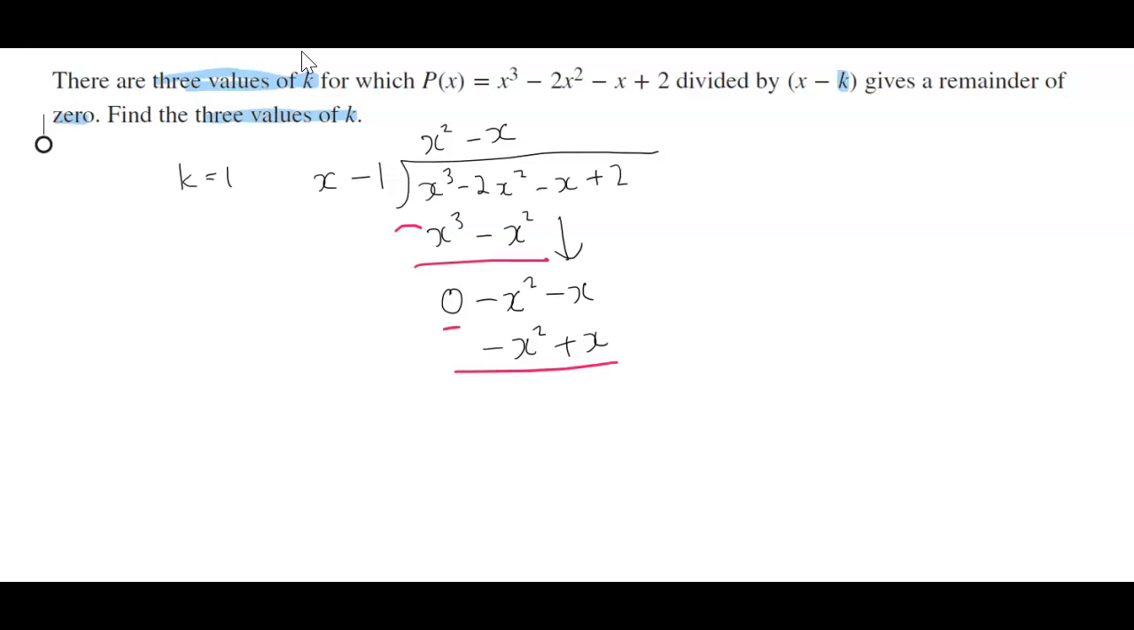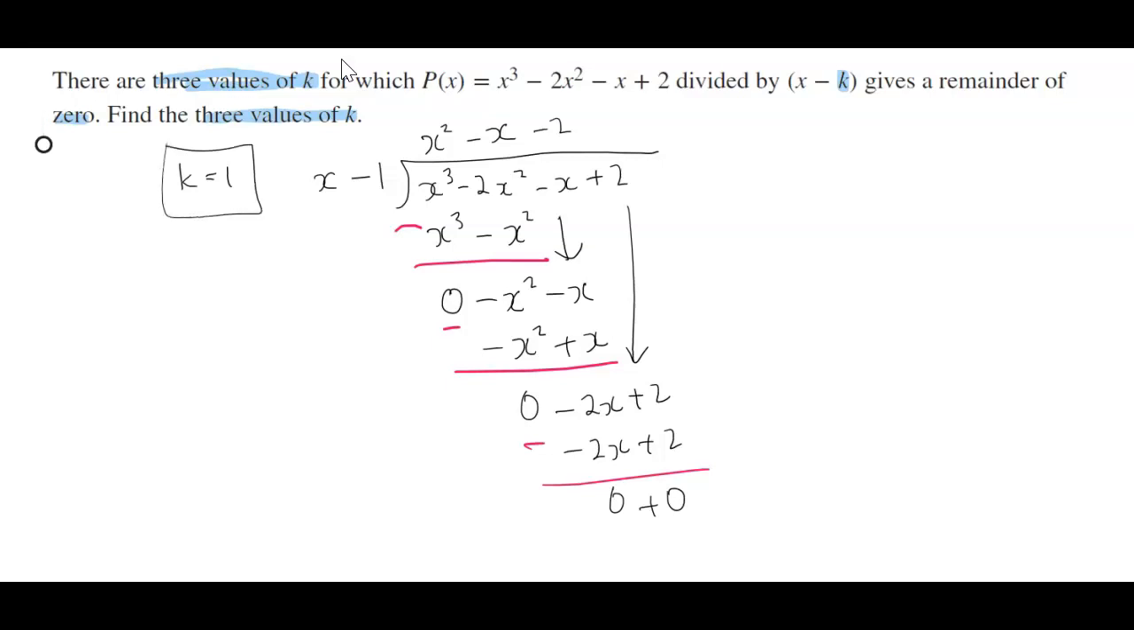All right, so we're going to have negative x squared plus x is 0. Negative x minus x is minus 2x. And then we're going to divide it through again, so negative 2. Negative 2 times x is negative 2x, and negative 2 times 1 is 2. Bring that 2 down, so plus 2, and we're going to do our subtraction. And you know what? I can see it's already going to be 0. So negative 2x plus 2x is 0, and 2 minus 2 is also 0. So that means I know one of the solutions is k equals 1.